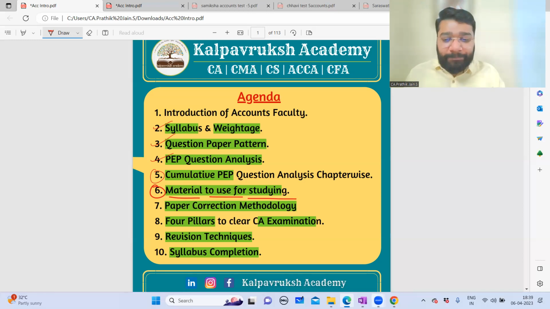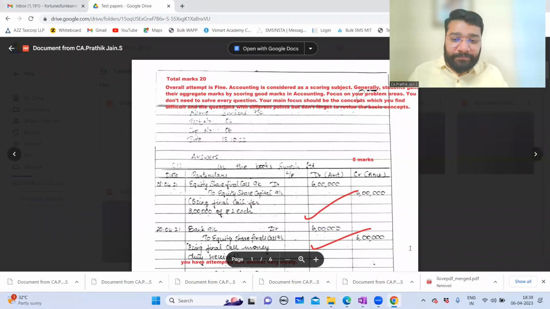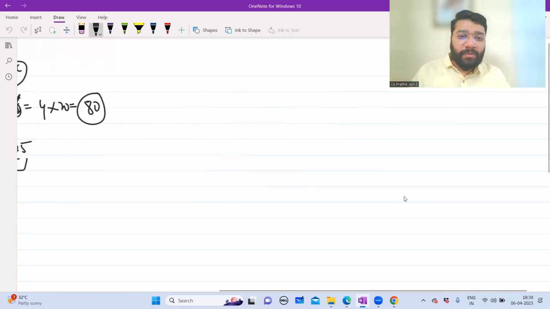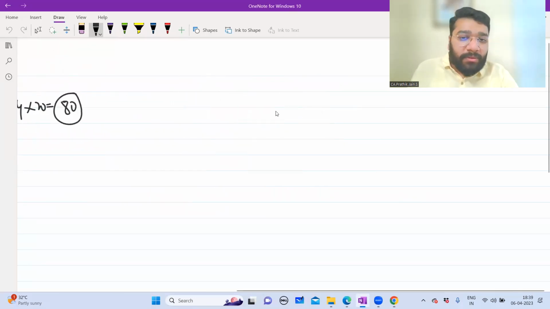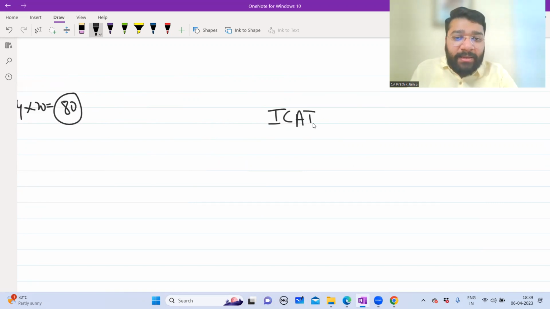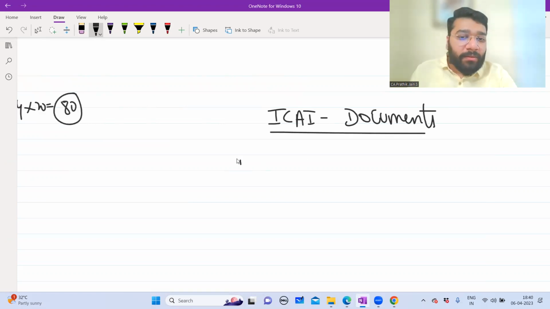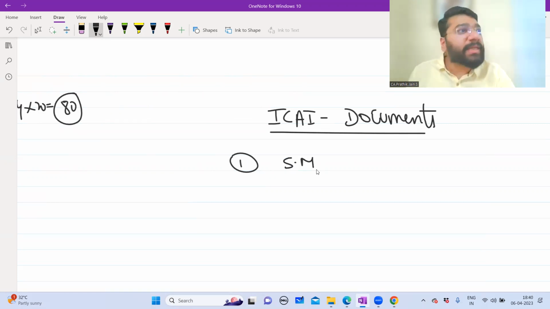Now, very important material to use for study. Now I'll tell you guys. ICAI documents. You have to refer only these documents. People make the mistake of not working out the questions from the ICAI study module. That is, SM means study module.